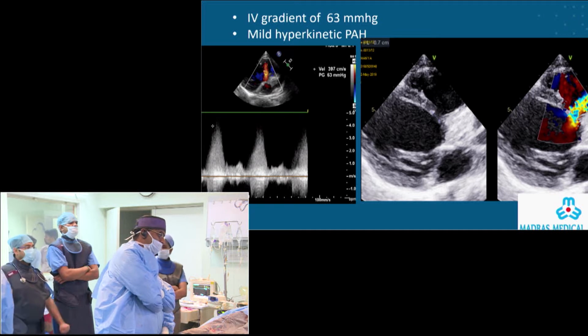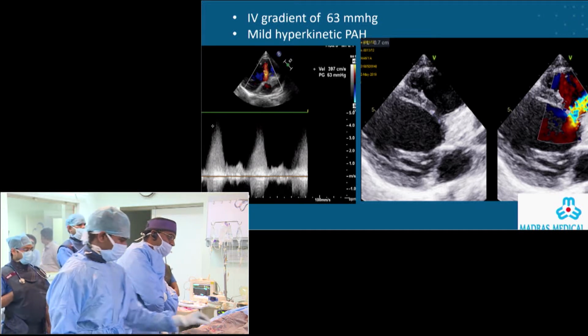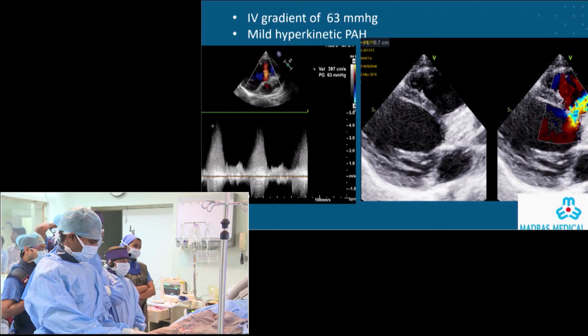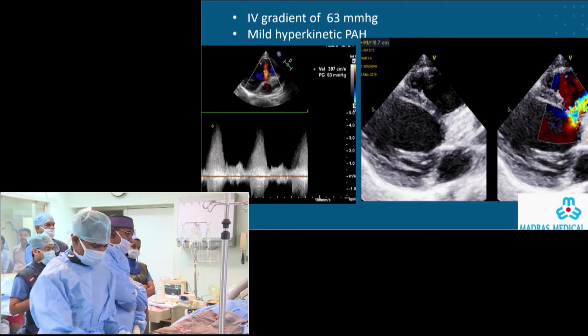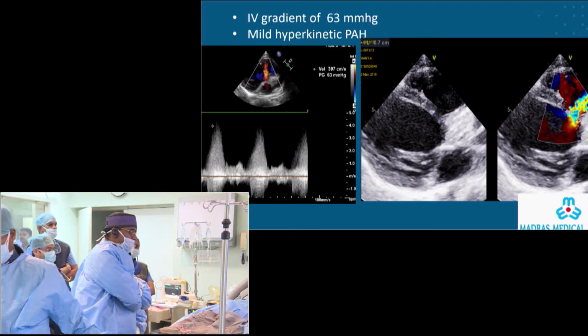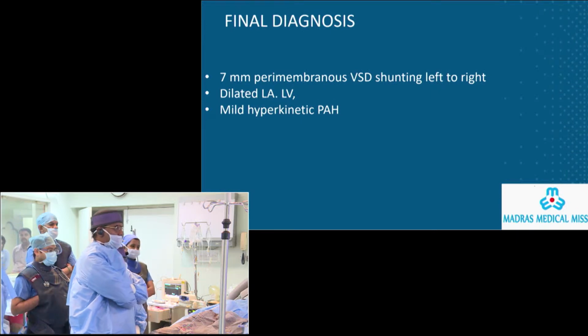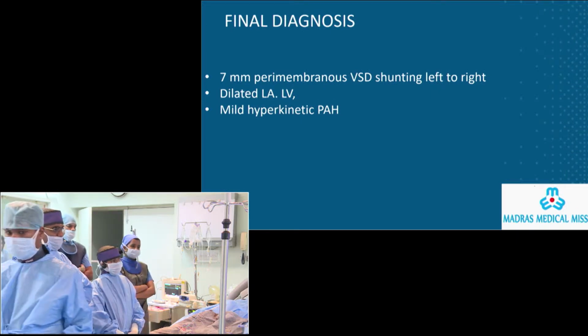Run the picture. That's a still image. So that still image again showed it's around 6 to 7 millimeters. Is there any other picture on the echo? Okay. So it is between 6 and 7 perimembranous VSD.